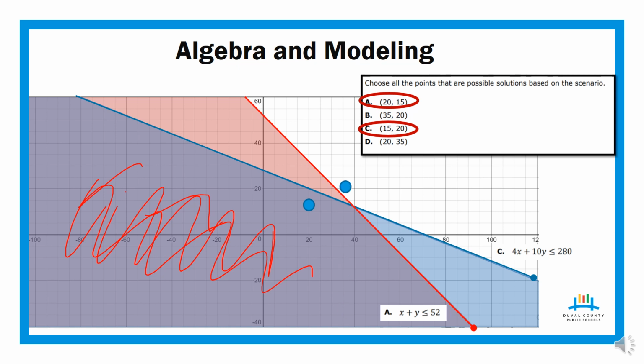Point B is not in the combined shaded areas, so we would not select this point. Point C is on the boundary line and in the combined shaded areas, so we will select this point since it makes this inequality system true. Point D is not in the combined shaded areas, although it is on a boundary line, but since it's not in the combined shaded areas, it does not make the inequality system true, therefore we will not select this point.